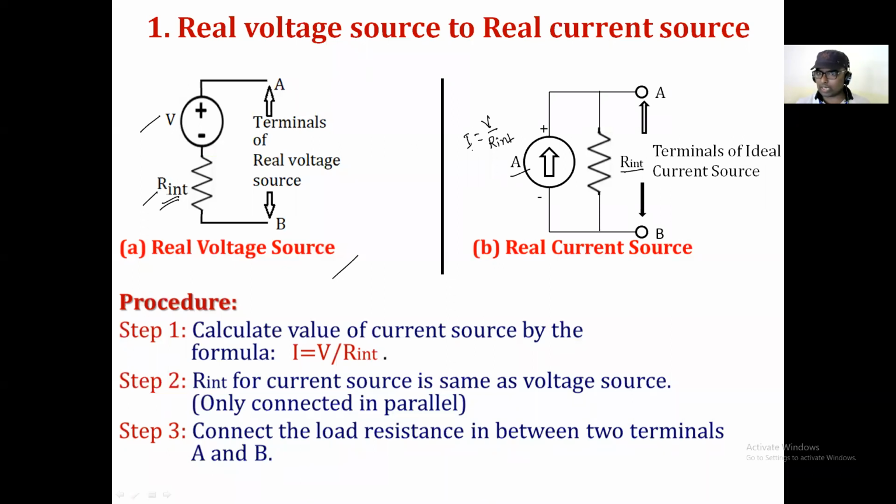And that is nothing but I is equal to V divided by internal resistance, and the internal resistance of a current source is the same as the internal resistance of the voltage source. Simple procedure is that. Is it clear? Yes or no?